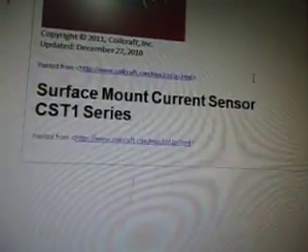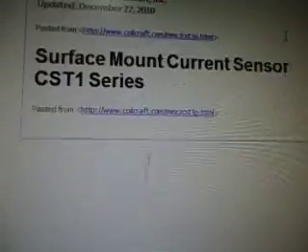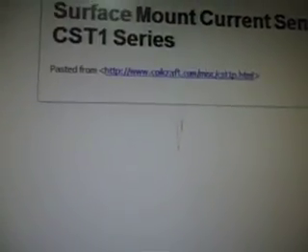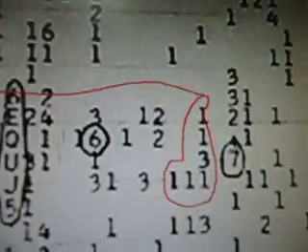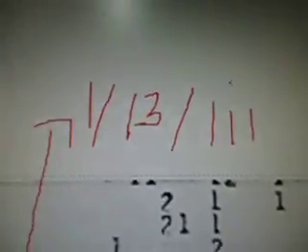This is a patent for them. I don't know if they're being used yet or not, but that's the patent for a brand new, it's brand new technology. So surface mount current sensor CST1 Series, and you look up coilcraft.com, you can find it there. Okay, there's the WOW signal where I'm taking the equation of 1 divided by 13 divided by 111 right there.